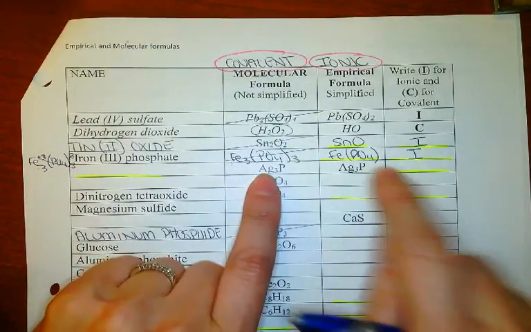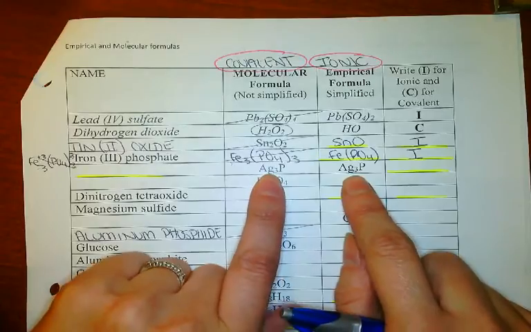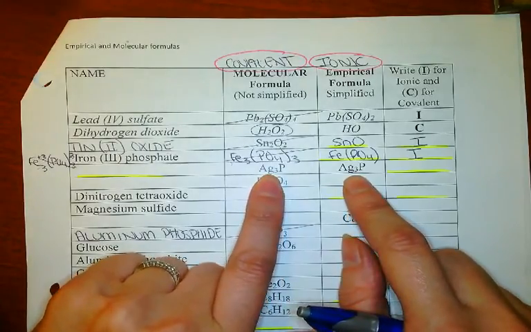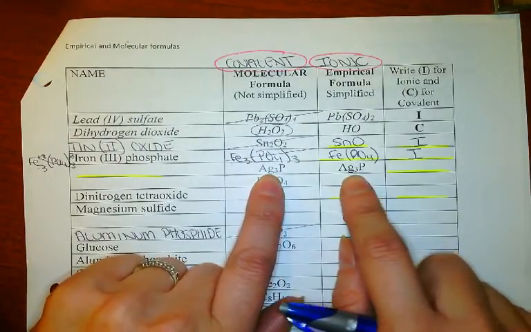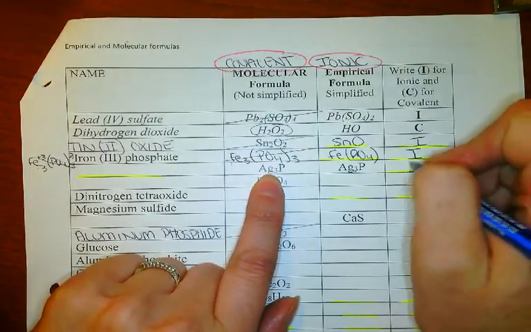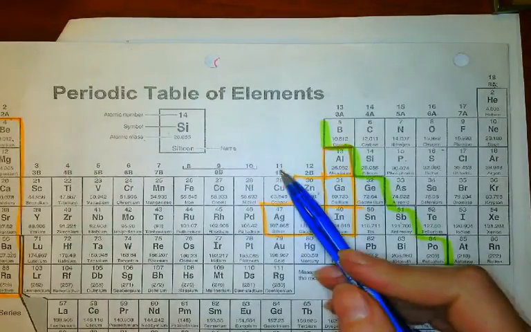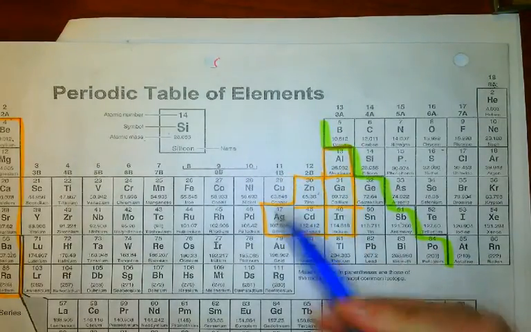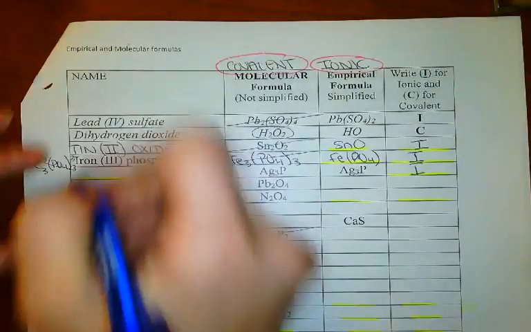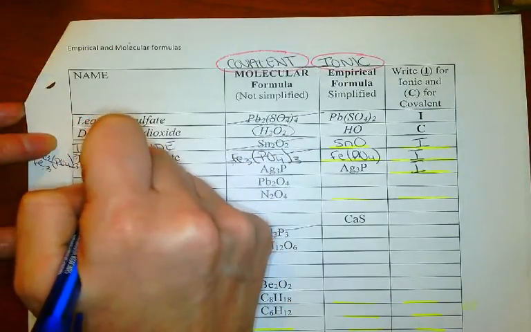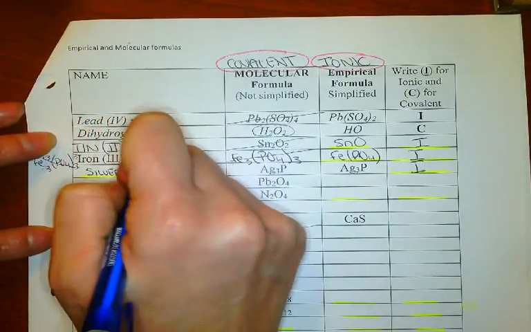Looking down at this one, you can see that the molecular and the empirical formulas are the same, and that's fine. Sometimes they are. This is silver and phosphorus. Silver is a metal, so that's ionic, and silver is the 1 in 1B that is always +1. So silver does not get a Roman numeral when we name it. We just call it silver phosphide.